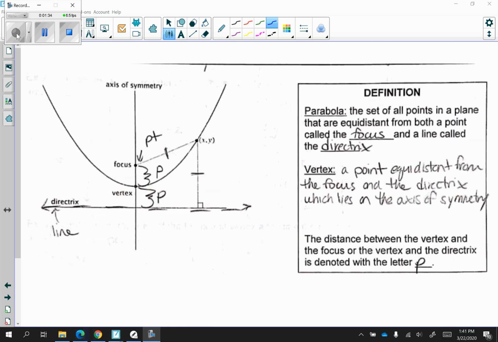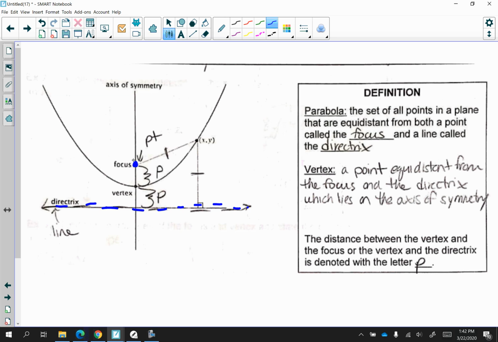So today's lesson focuses on parabolas, which you did learn in Algebra 2 last year. So the definition of a parabola: the set of all points in a plane that are equidistant from both a point called the focus and a line called the directrix. So here is your directrix at the bottom, and here is your focus point.